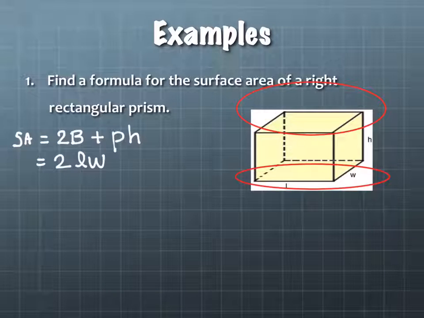Now we're going to do the perimeter. So what is the perimeter of this object? So we have to look at the base. What's the perimeter of the base?